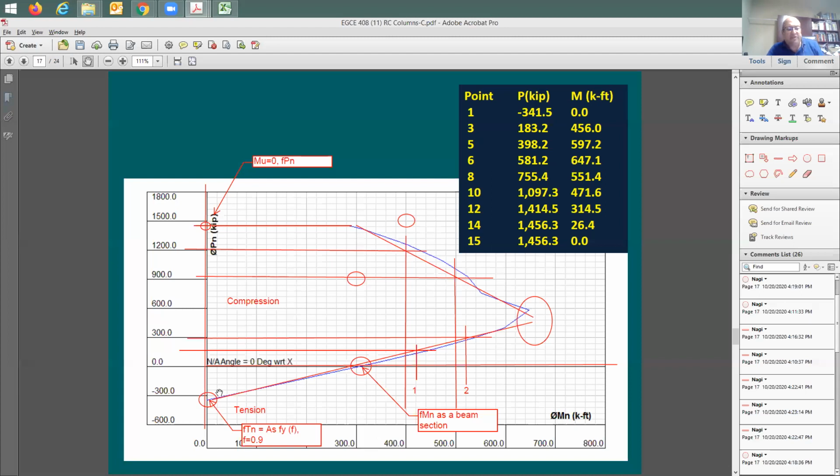Does anyone have a question? Why are we doing this? Or what is that interaction diagram that you're talking about? Or I'm not really clear on what you're talking about. And let's just start from the beginning.